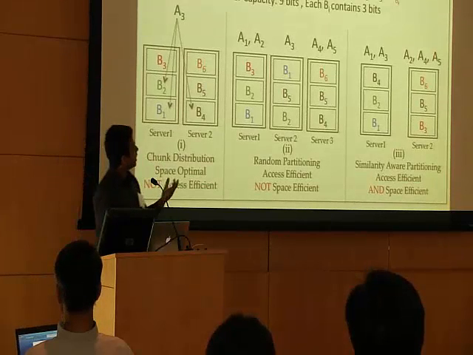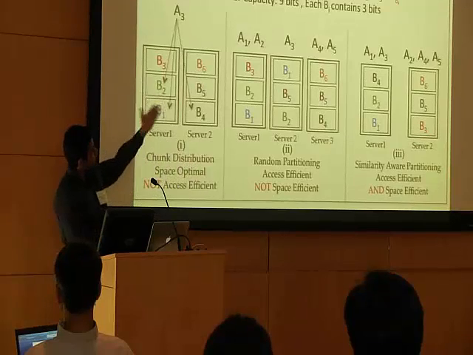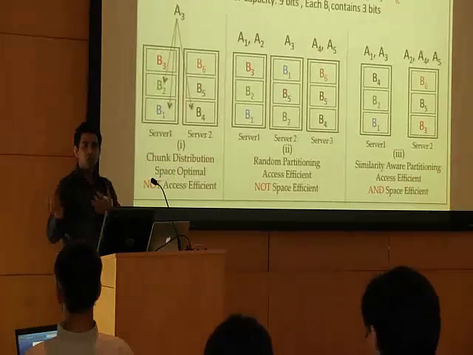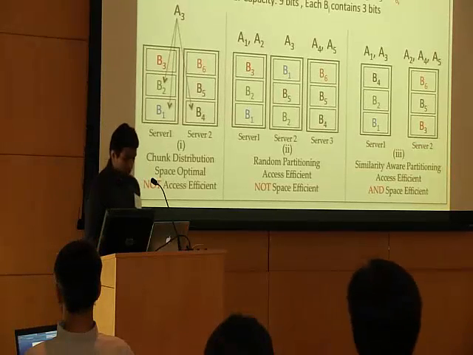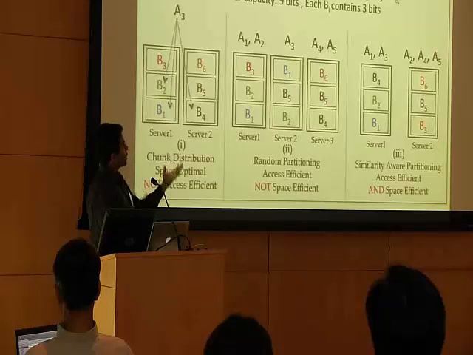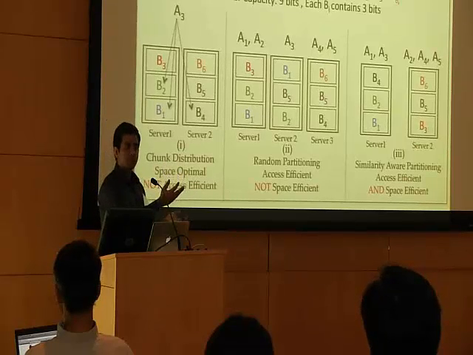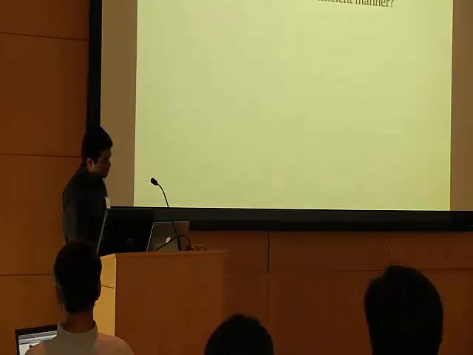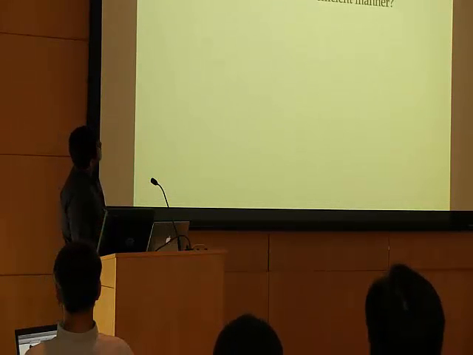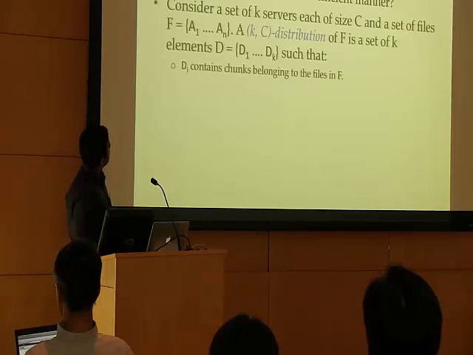Now, two things. For this simple example, just by inspecting the files, we knew what to keep together and what not to keep together. In general, this is not going to be easy. The main goal of this paper is, how do you come up with a general method for an arbitrary set of files that is efficient in both space and access times? Just stating what I said right now.